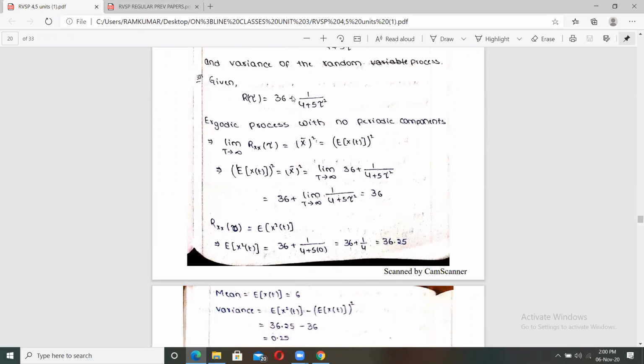This is the formula, E of x of t whole square here. What he has given is limit tau tends to infinity. If we apply infinity to this term, which is equal to infinity, then 1 by infinity is equal to 0. And finally we get 36 here, which is the mean square value, E of x of t whole square.